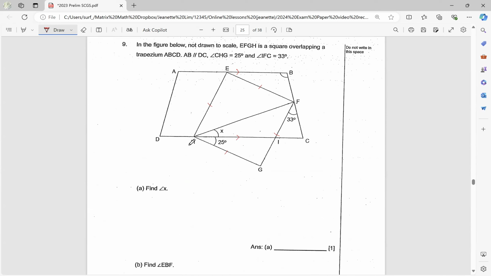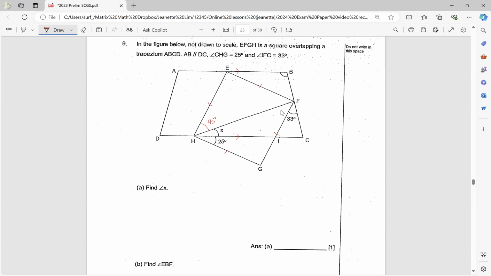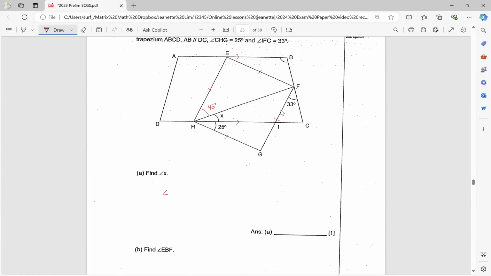Within a square, if you're cutting it diagonally into half, then the right angle is also cut into half, only for squares. So to find angle X, this is 45, this is also 45. So we'll take 45 minus 25. So X is 20 degrees. B, find angle EBF. EBF is over here.